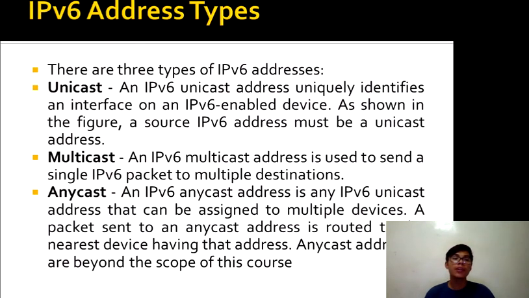IPv6 address types. There are three types of IPv6 address. Unicast: an IPv6 unicast address uniquely identifies an interface on an IPv6-enabled device. Multicast: an IPv6 multicast address is used to send a single IPv6 packet to multiple destinations. Anycast: an IPv6 anycast address is any IPv6 unicast address that can be assigned to multiple devices.